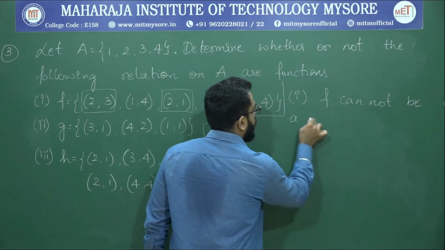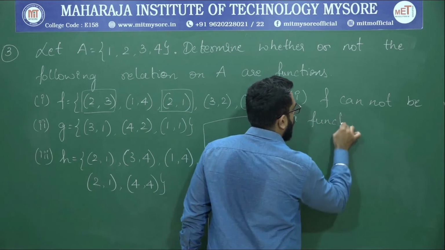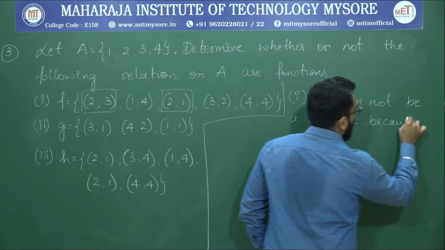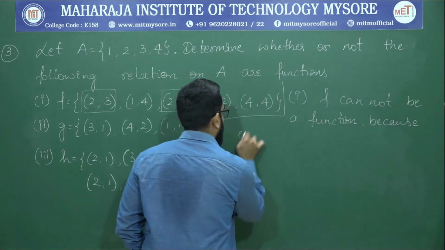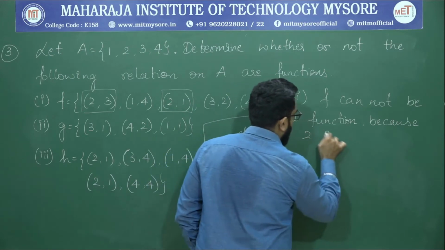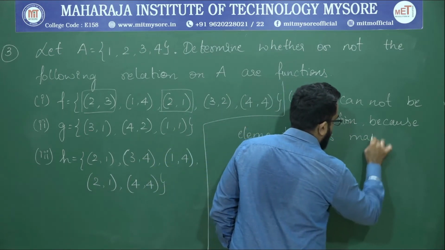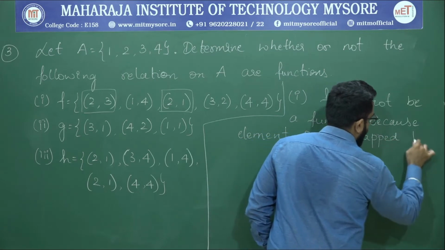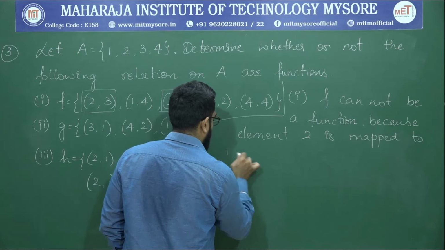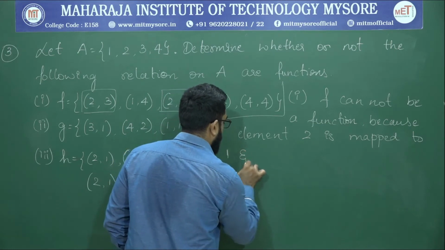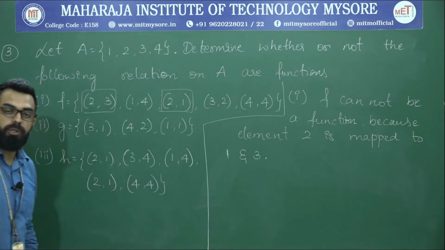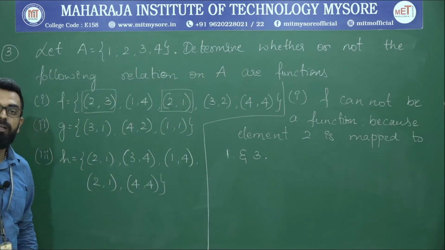The solution for the first one is: F cannot be a function because element 2 is mapped to two different elements, 1 and 3. Those are two different elements of set B, so F cannot be a function.